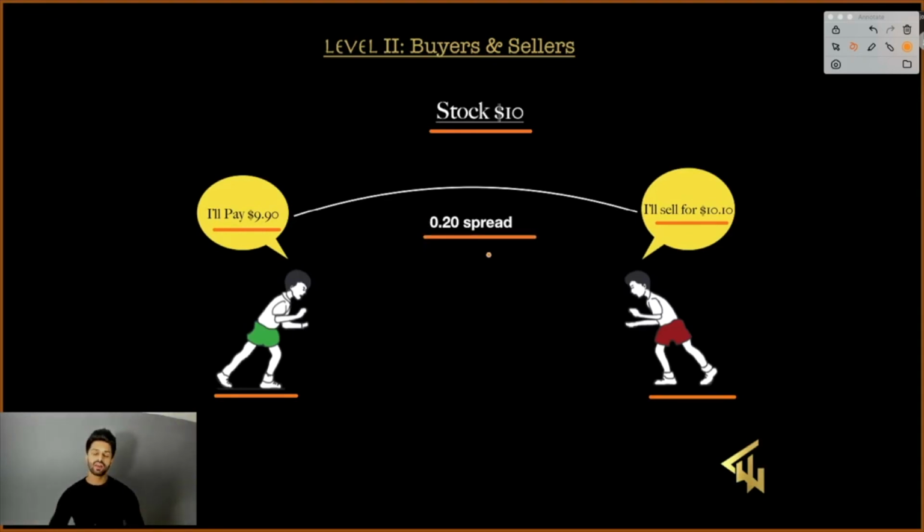This is another topic that we're going to cover in future videos, but just to give you a basic definition, the spread is the difference between what the buyer wants to pay and what the seller wants to sell that stock for. This is something we really need to pay attention to when we're looking at the level 2 pricing changes, but we'll get to that in a different video.